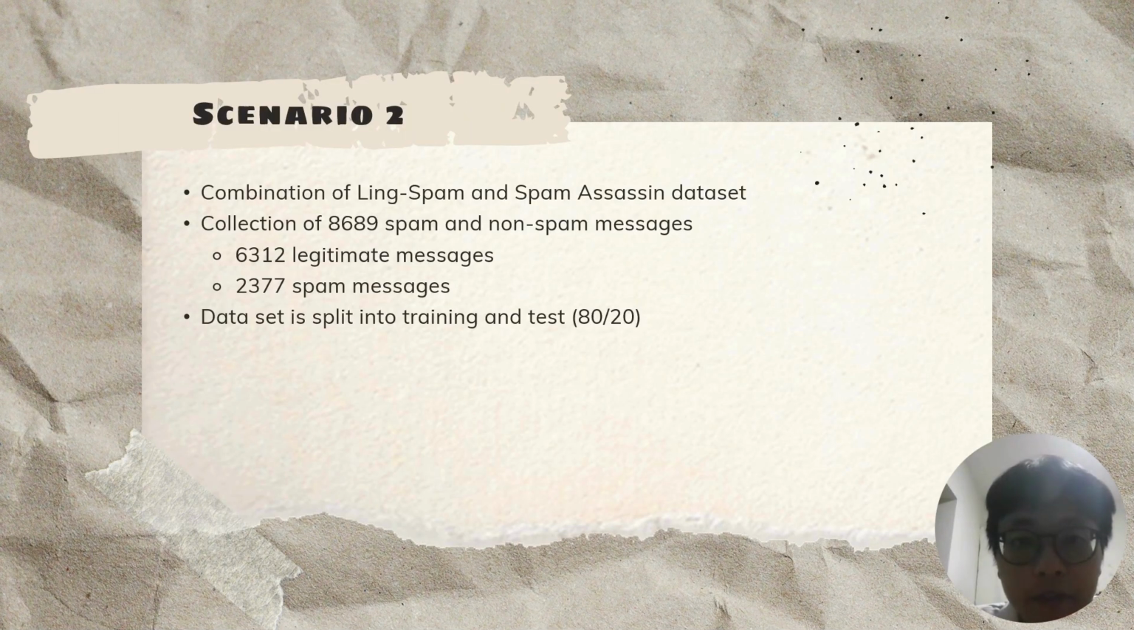As we noticed in the first scenario, the logistic regression and random forest models were underperforming, likely due to the small data size. Hence, in the second scenario, we decided to add a second dataset, the SpamAssassin dataset, to increase the training data for our models. The dataset increased to 8,689 messages, and also increased the percentage of spam messages from 16.6% to 27.4%.